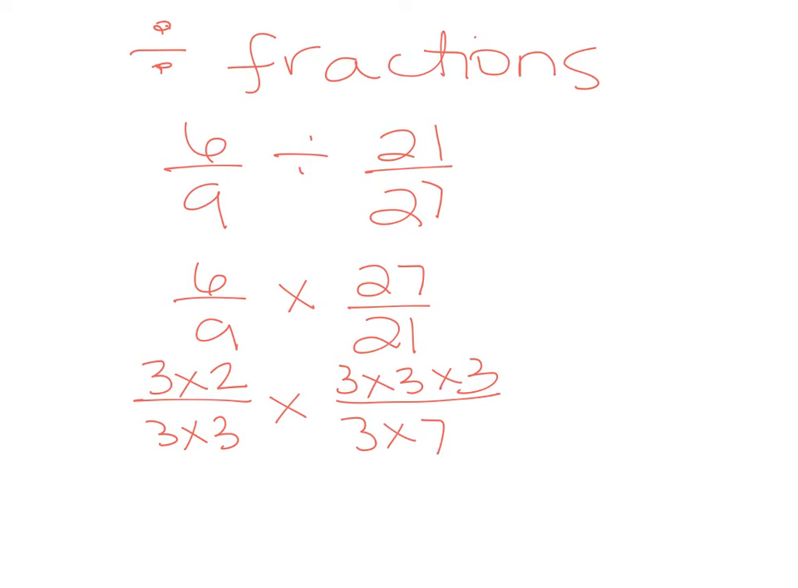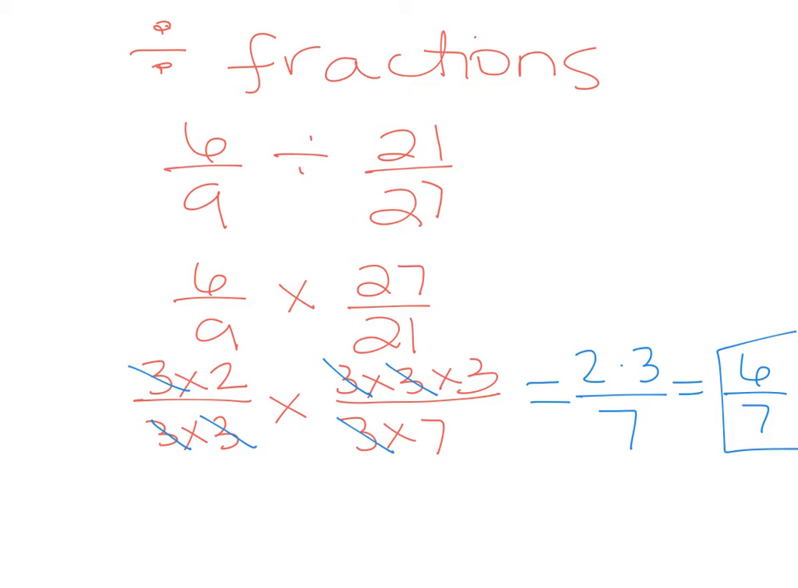Again, we look to see if there is anything on top and bottom that I can cancel out. We have a 3 here and a 3 here. I can cancel this 3 with this 3, and this 3 with this 3. And that's it. Now, what do we have on top? We have 2 times 3, and on the bottom we have 7. So we multiply out and we get the answer of 6/7.